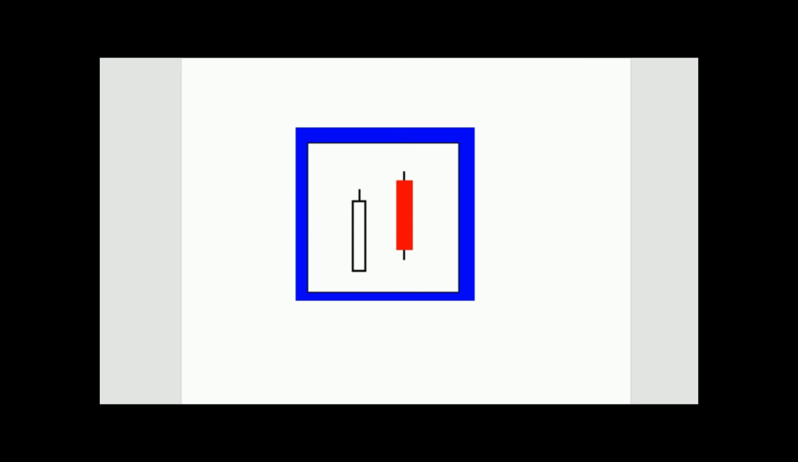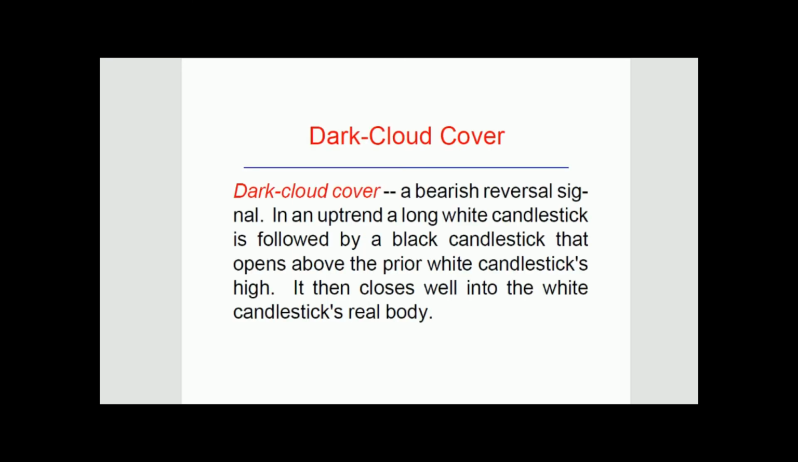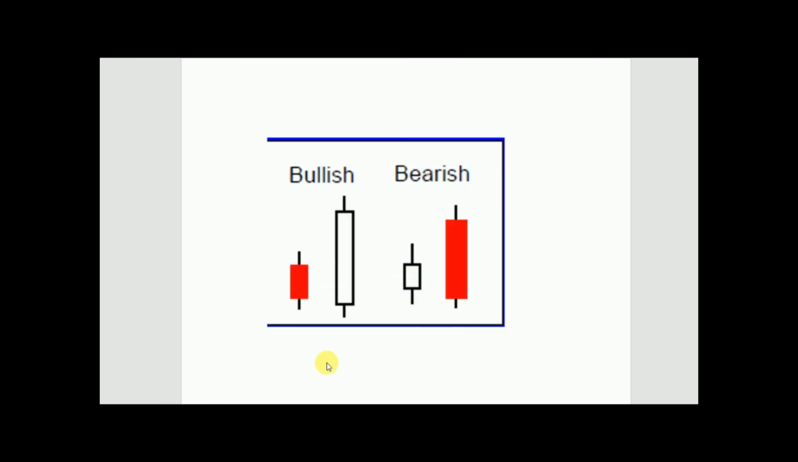So this pattern is called dark cloud cover. Usually it's an ominous sign. Dark cloud cover is a bearish reversal signal in an uptrend. A long white candlestick is followed by a black candlestick that opens above the prior white candlestick's high. So it's on an uptrend, and then it opens above the high, but then it closes below the closing line of the previous day. So that's an ominous sign, dark cloud cover.